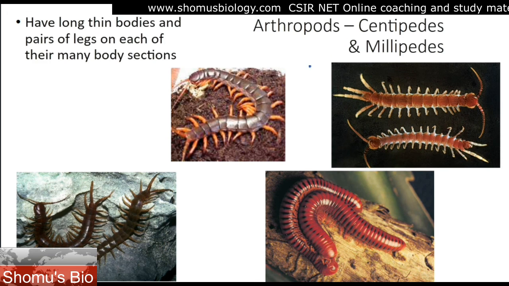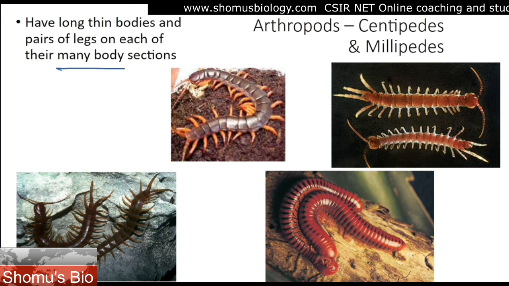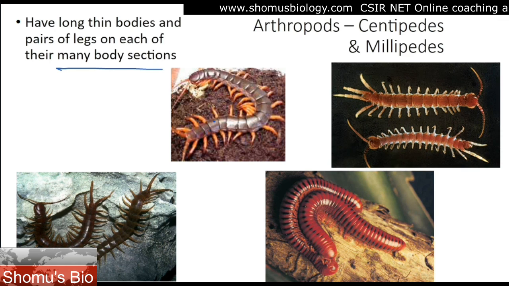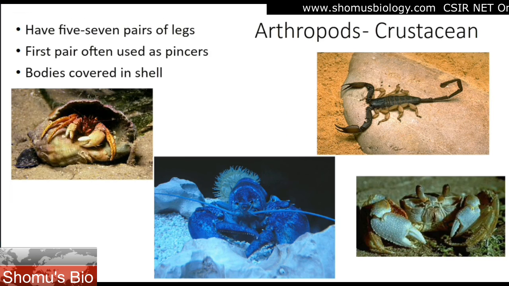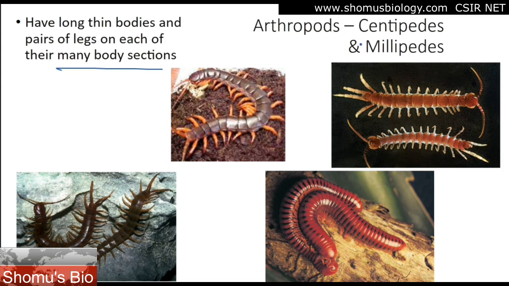And centipedes and millipedes, these are also another group of arthropods. They have long thin bodies and a pair of legs on each of their many body sections. Okay, now here what we can see is that on every single body segment a pair of legs is there, and a huge number of legs are present. That's why we call them centi and millipedes. Their legs that come out from their body segments are also similar in length on both sides. This is unique because their body segmentation is more, not 2 or 3.